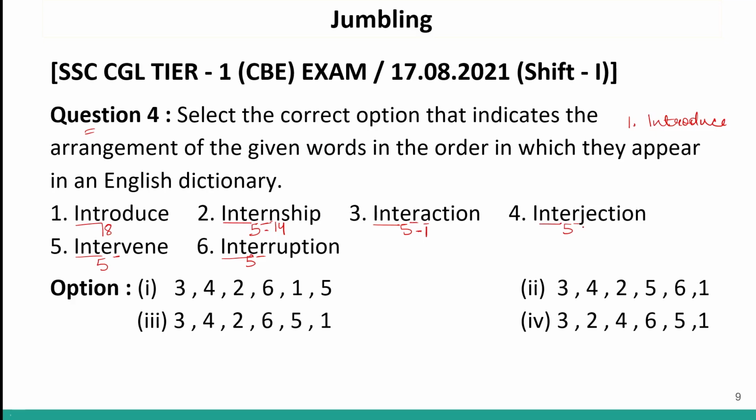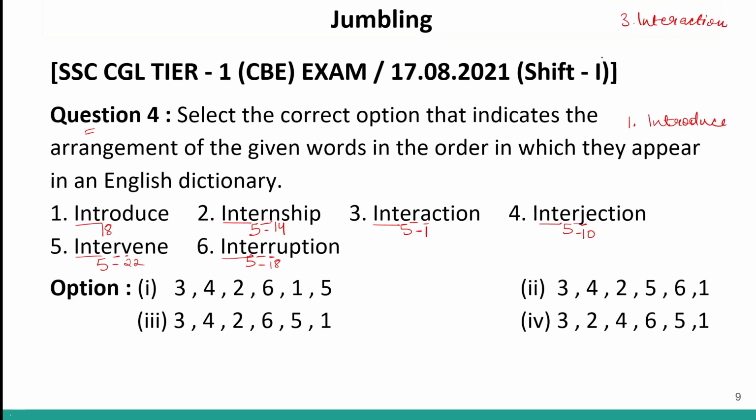Okay. Over here we have J. J is 10. Over here we have V. V is how much? V is 22. And over here we have R, which is 18. Correct? So, very clearly 5, 1 will be the first word. The first word will be interaction.